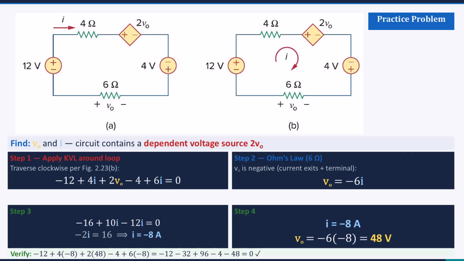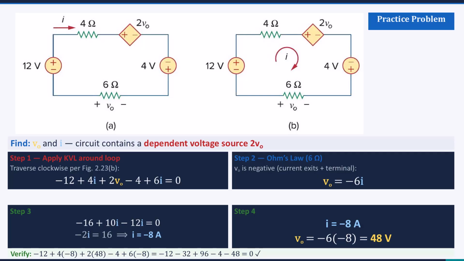Step 1. Apply KVL around the loop, traversing clockwise. Starting from the bottom left corner, -12, plus 4I across the top resistor, plus 2V0 across the dependent source going from plus to minus, -4 for the 4-volt source, plus 6I for the bottom resistor, equals 0. Step 2. Apply Ohm's law to the 6 ohm resistor.